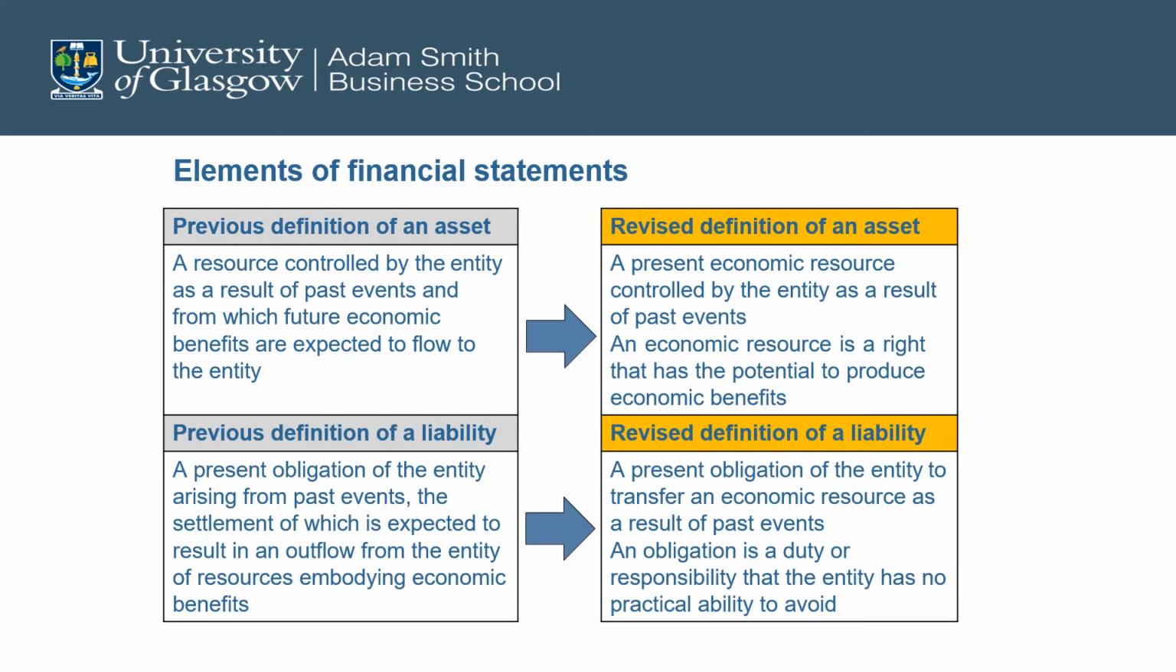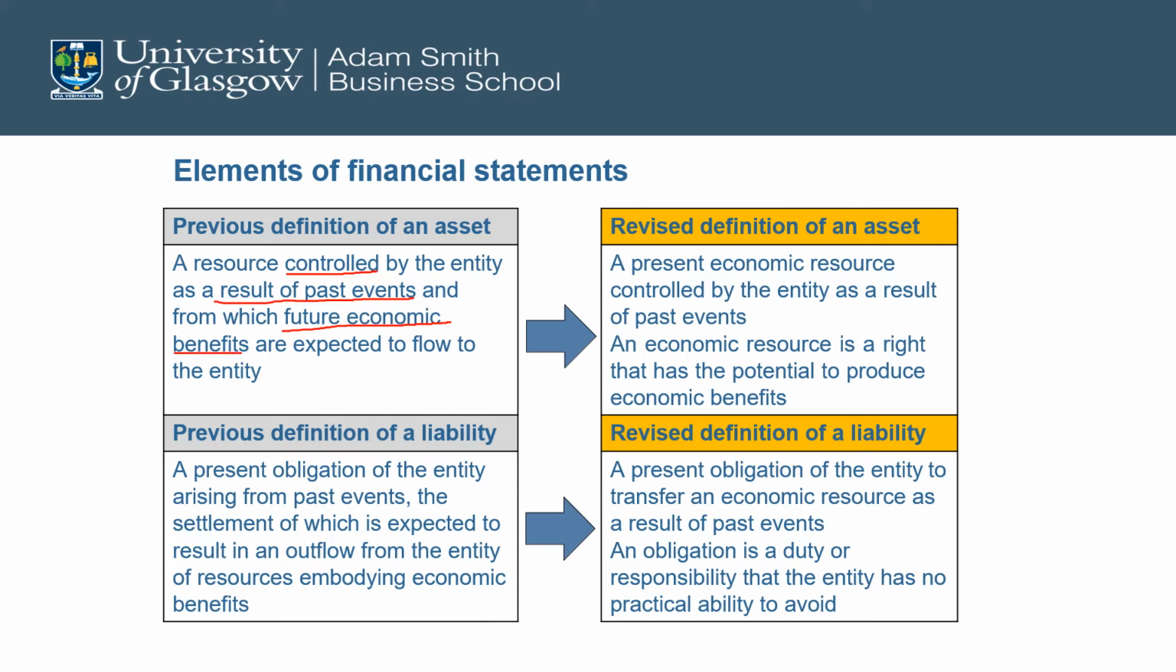The Conceptual Framework 2018 has made significant changes in the definition of asset and liability. In the previous version, an asset refers to a resource controlled by the entity as a result of past events and from which future economic benefits are expected to flow to the entity. So the key terms here: controlled, result of past events, and future economic benefits.